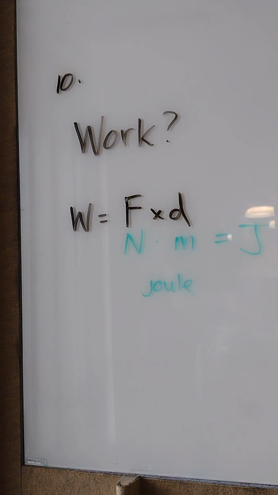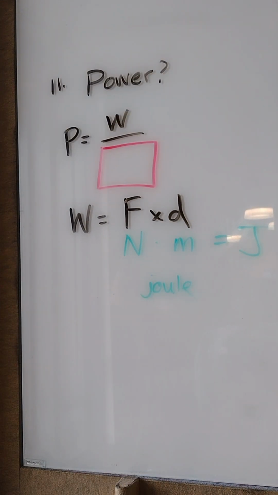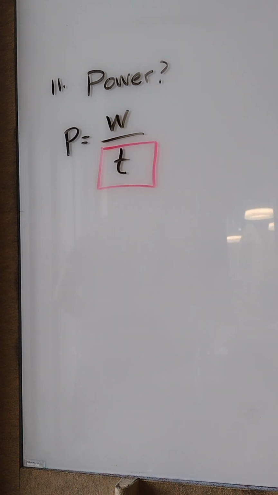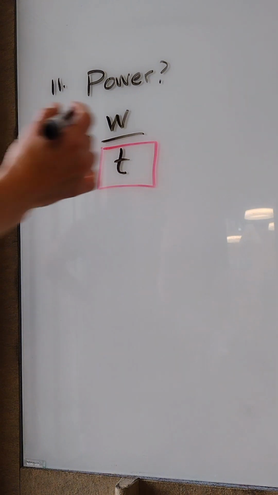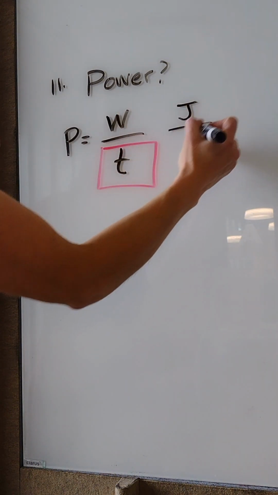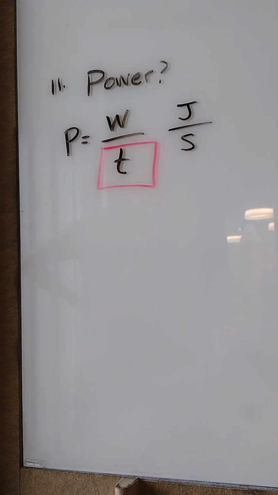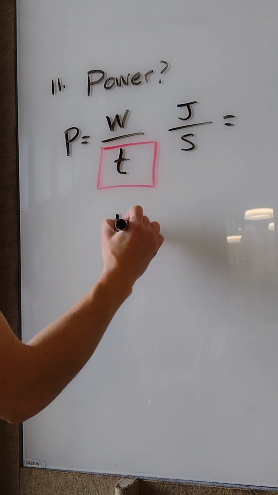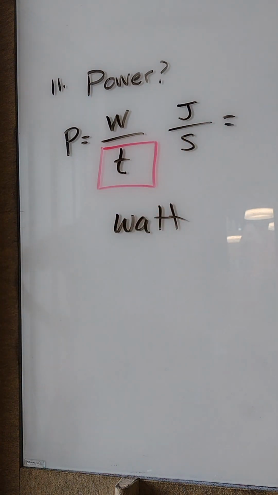So power, number 11, power is equal to work divided by which of the following variables? So what's going to go here in our equation? Time, force, distance, or mechanical advantage. So power is work over time. And what's it measured in again? So your work is measured in joules, and your time is always measured in seconds, and joules per second equals a watt. So power is measured in watts.